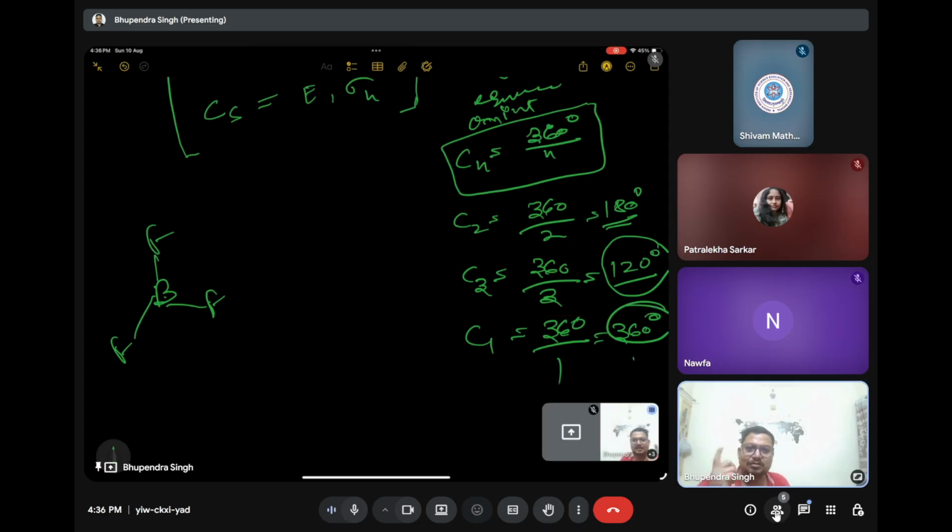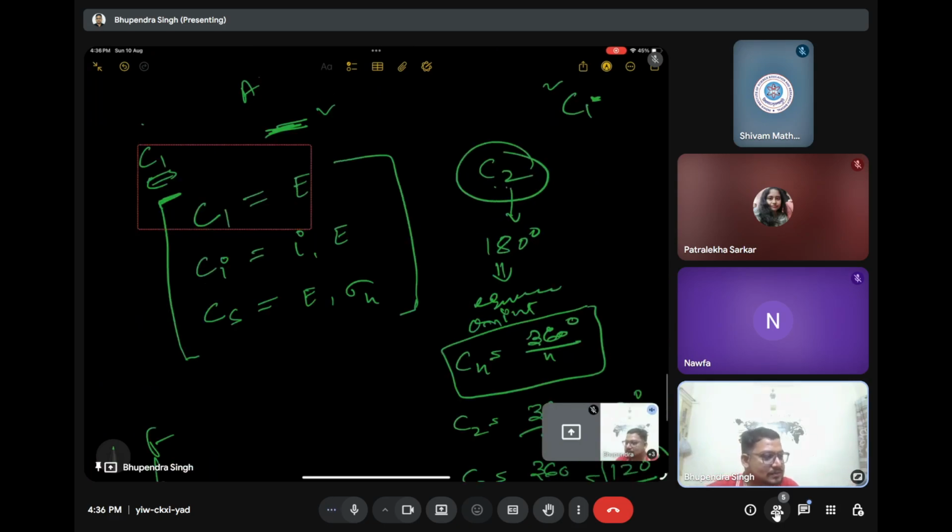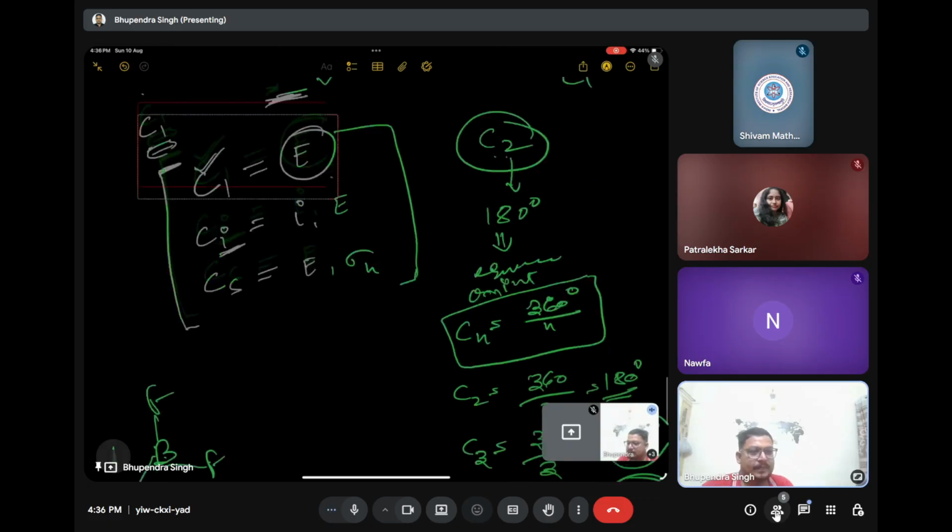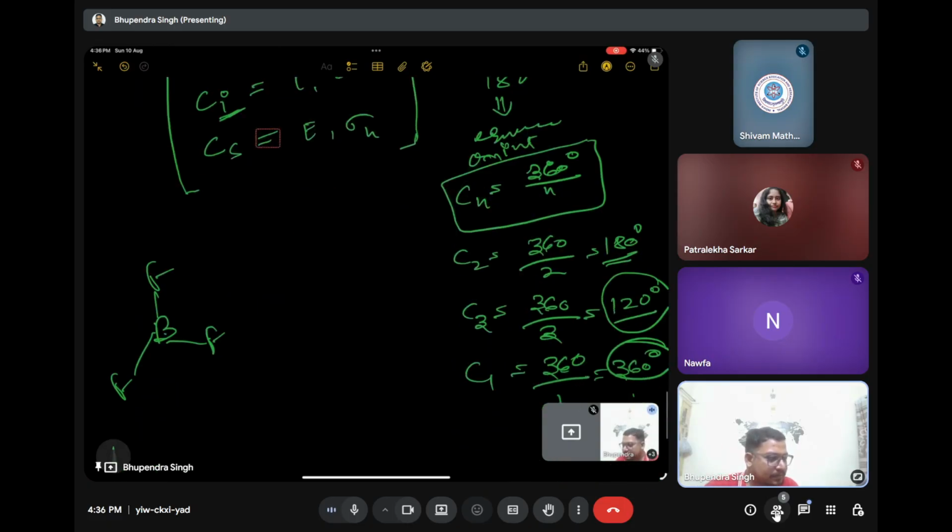So basically, you are rotating the full molecule by 360 degrees. So this is C1. You are getting the identical structure, identical orientation of the molecule. E. Now, Ci, for example, for Ci only inversion is there. Okay. Yeah, this molecule should be okay.